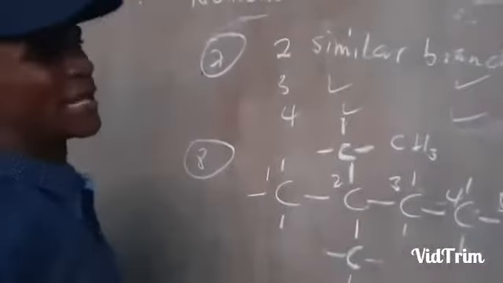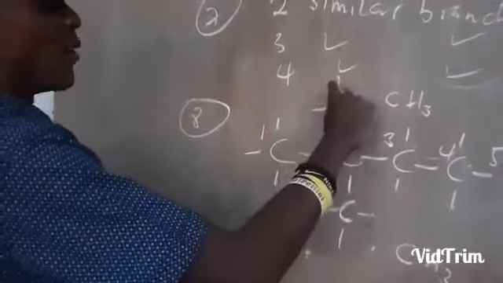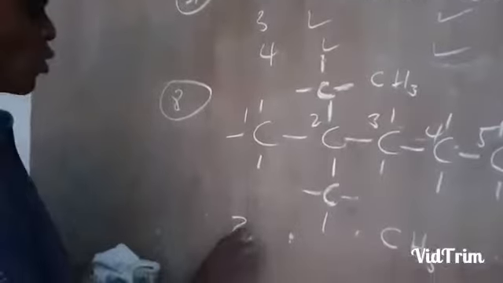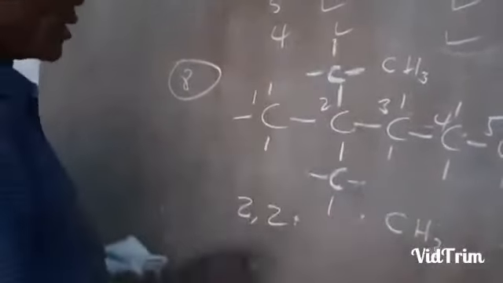So we use the number twice. Since there are 2 of them, but they are similar, we use the number where they are attached 2 times. This and this are now attached at number 2. We say 2, 2, because they are 2 similar branches, both of them the same.